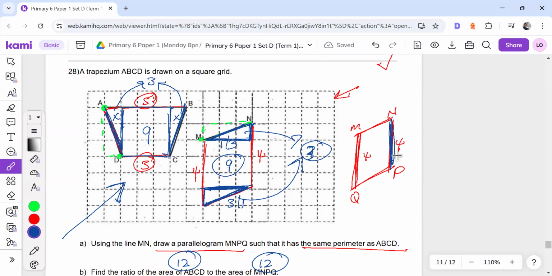Why 5? It's supposed to be 4 because, can you see this line? This is 5, this is 3. So you add them together and become 8, right? And then what do you do with that? The 8 you divide by 2, you will have 4 and 4, because you're drawing a trapezium, which has opposite sides equal.